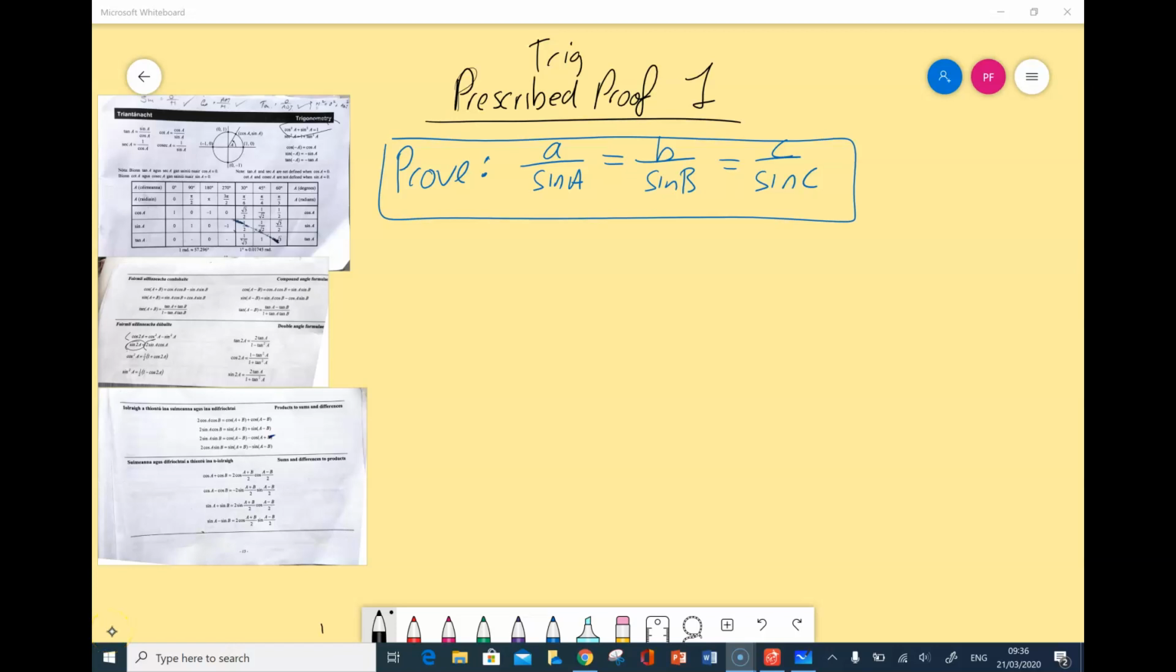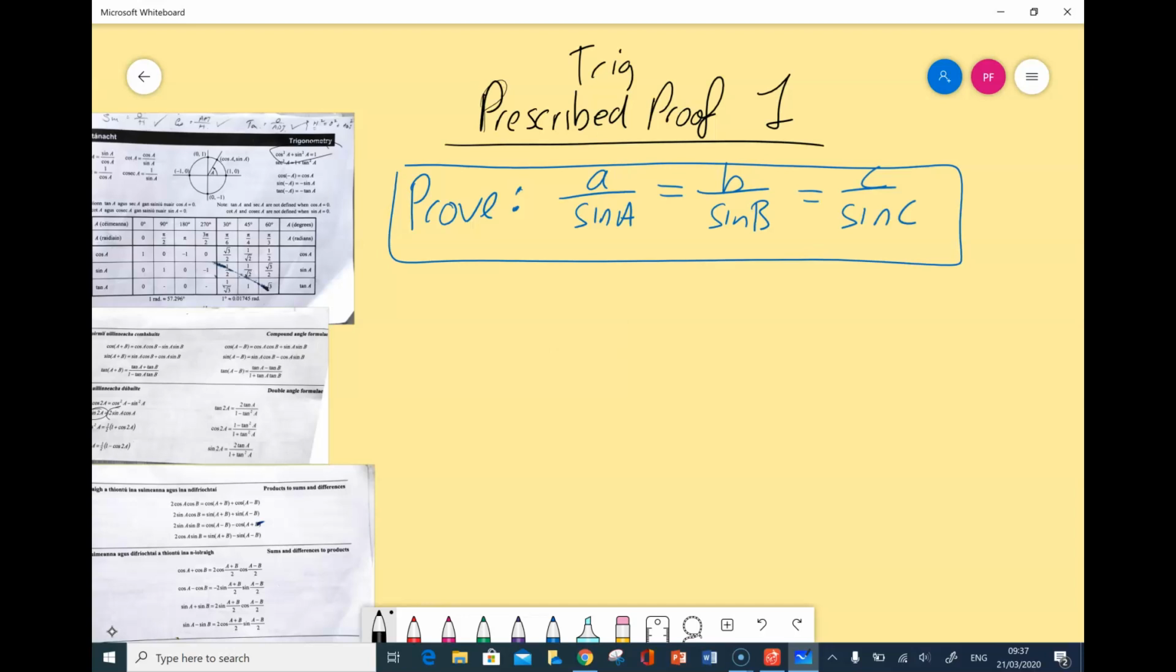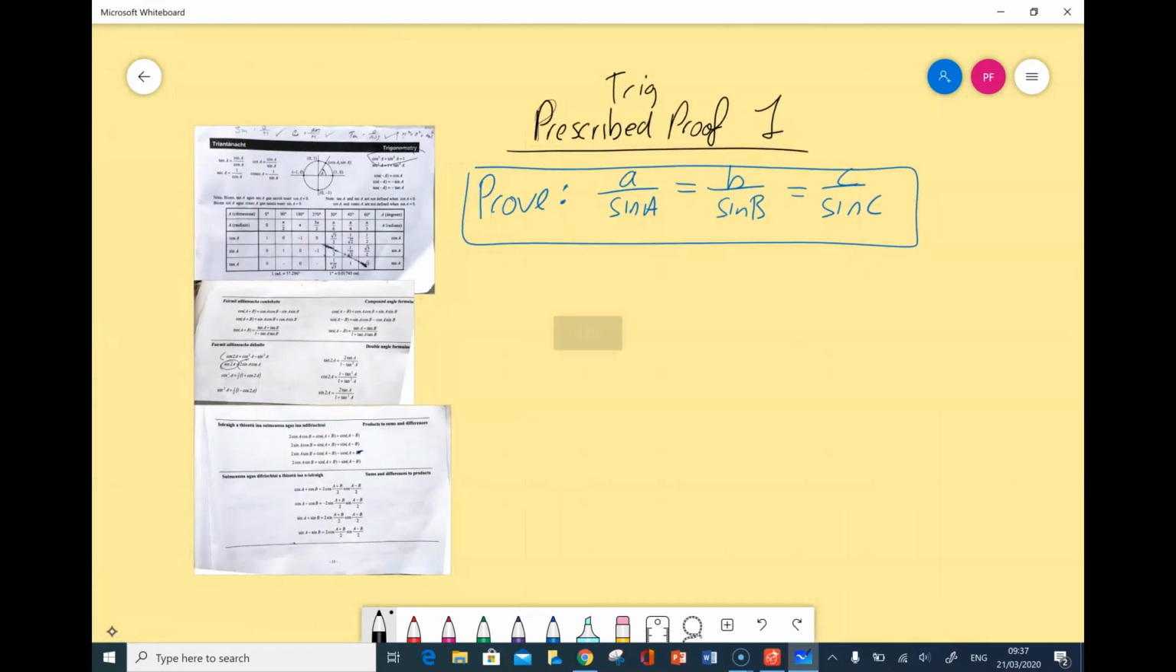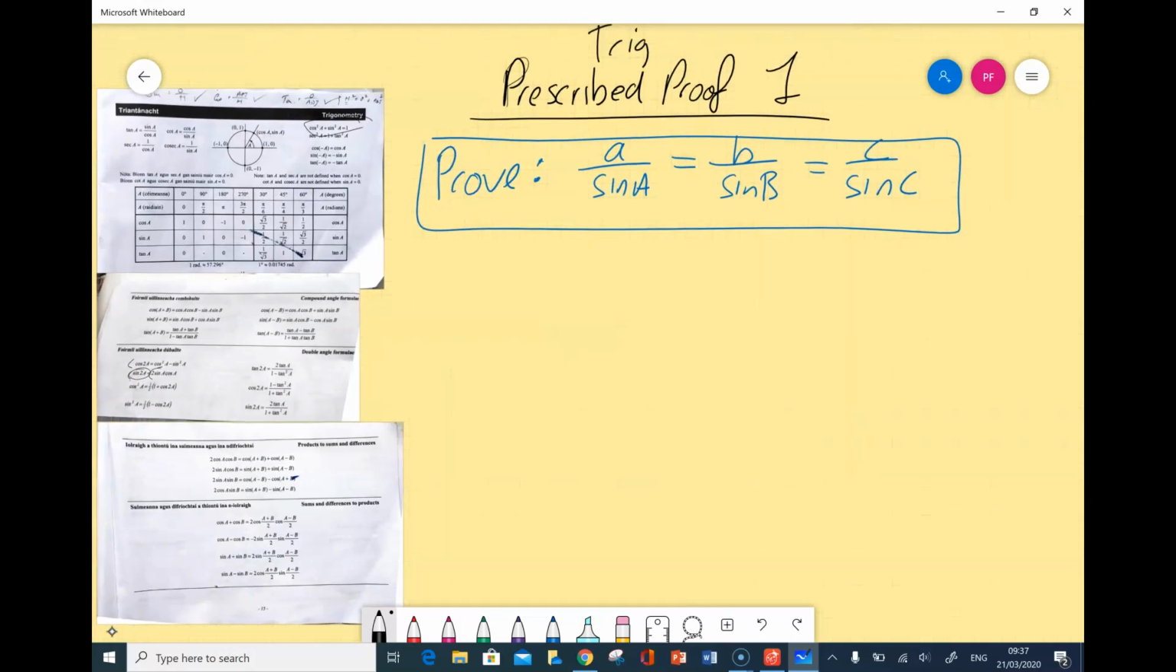Okay, so the first kind of prescribed proof, the ones we were doing before, you all have to be able to do, but they're not very formal, they're not very rigorous, because you're just using your tables for it. But there's a bit more to these, a few diagrams involved. So this is the first of the quite heavy trig proofs. You do need to learn it, and it's the proving of the sine rule. So prove that a over sine A equals b over sine B equals c over sine C.